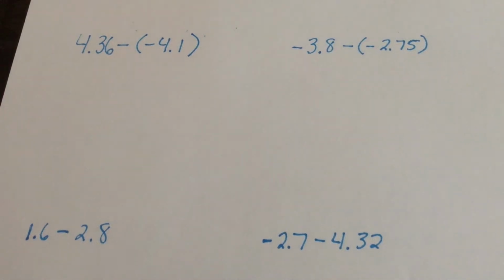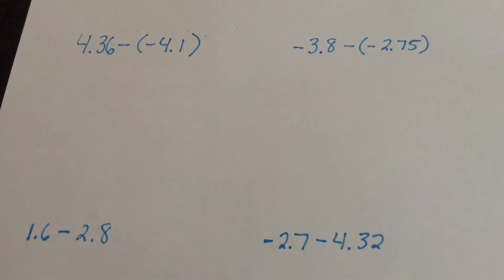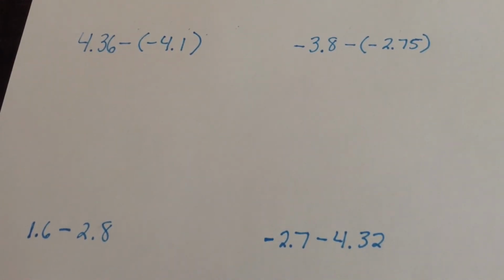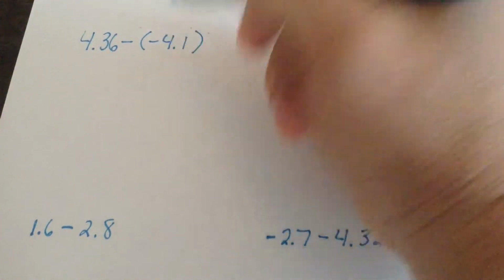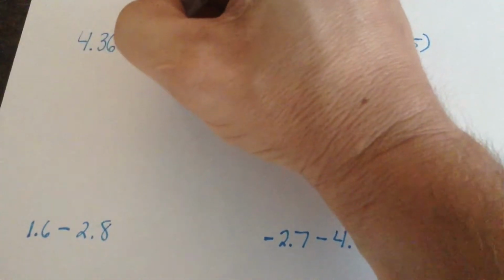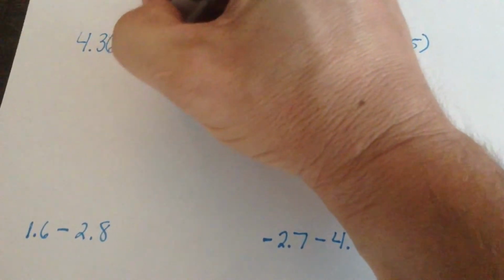Okay, in these four problems, I'm going to be subtracting decimals. So what you've got to remember is when negatives are involved, you've got to remember the negative rules. I can always rewrite subtraction as plus a negative. And there's also the rule where if it's minus a negative, that whole thing turns to plus.